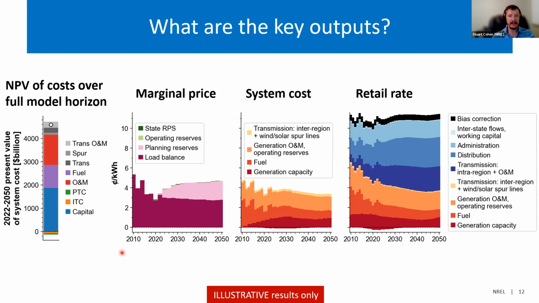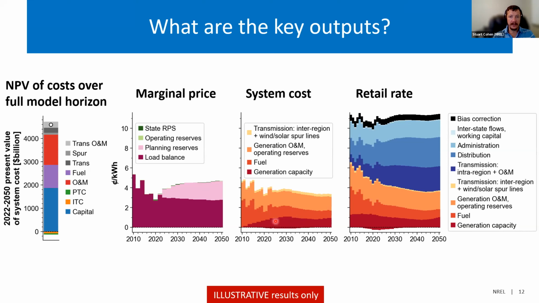The idea is that we can compare these types of marginal price and cost metrics across scenarios and see what's higher, what's lower, what are the different components of each. We can break these prices down into things like the energy price for load or the capacity price for planning reserves. We can also take these costs and look at them in a more raw level and break them down over time. You could look at these annualized, discounted, undiscounted.